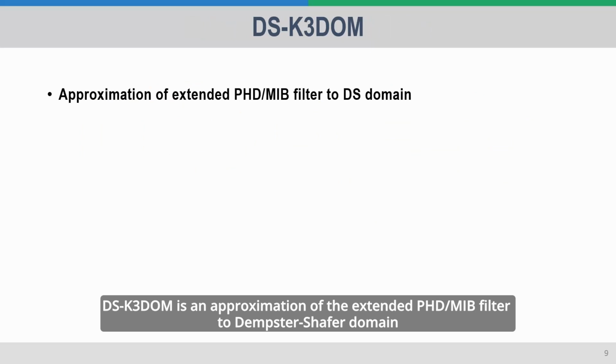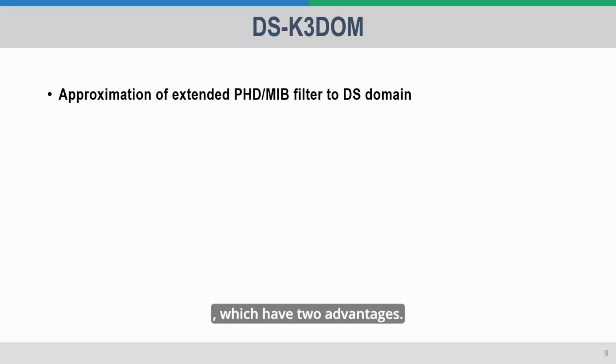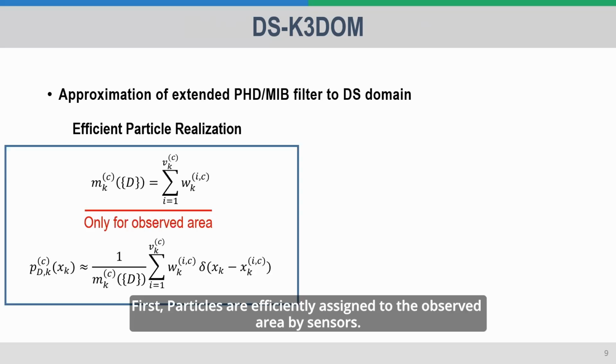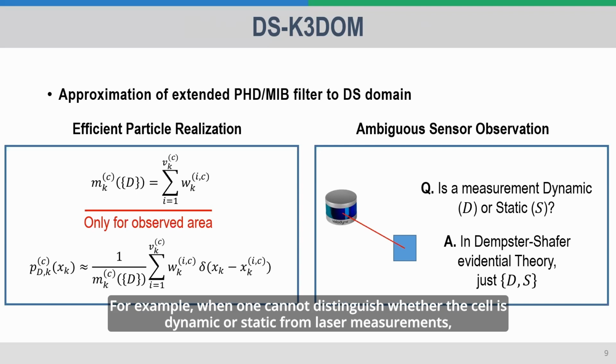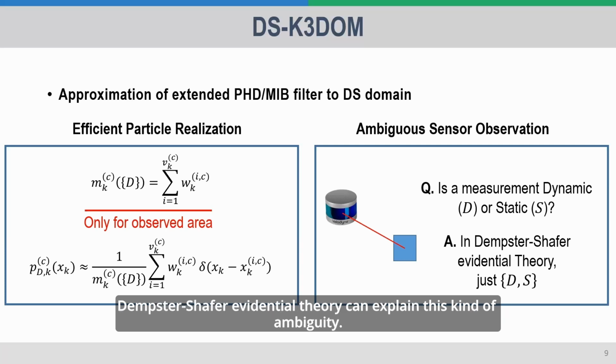DSK3-DOM is an approximation of the extended PhD-MIB filter to the Dempster-Shafer domain, which has two advantages. First, particles are efficiently assigned to the area observed by sensors. Second, ambiguous observation of cell state can be handled by Dempster-Shafer evidential theory. For example, when one cannot distinguish whether the cell is dynamic or static from laser measurements, Dempster-Shafer evidential theory can explain this kind of ambiguity.